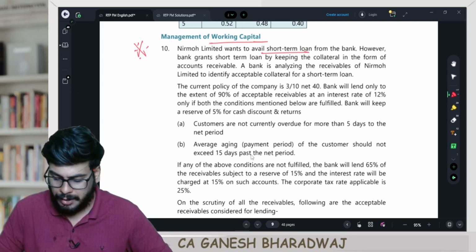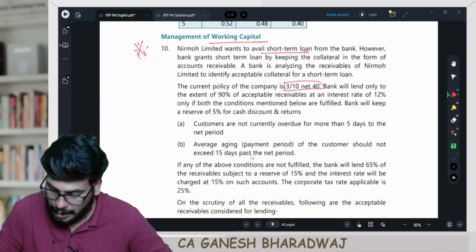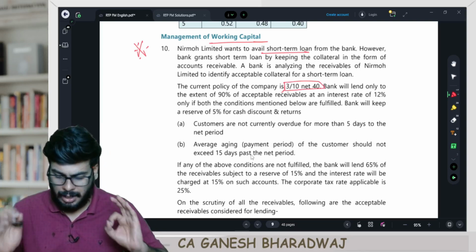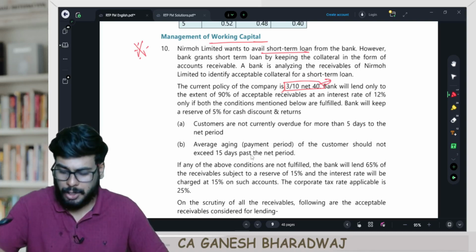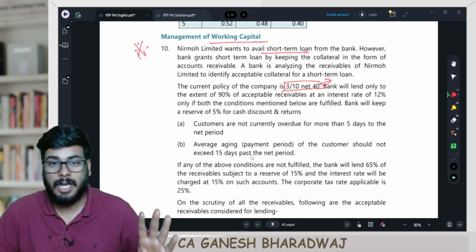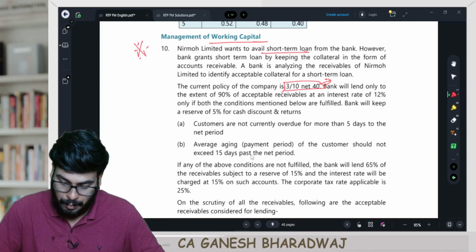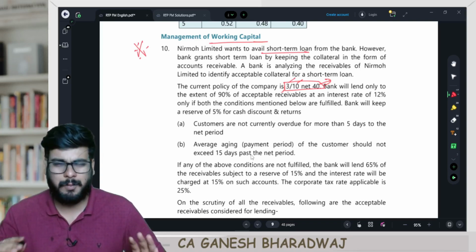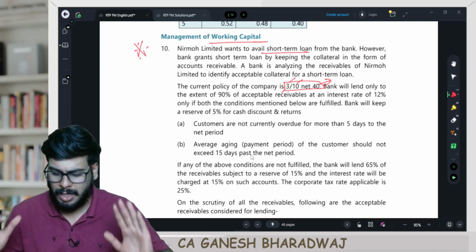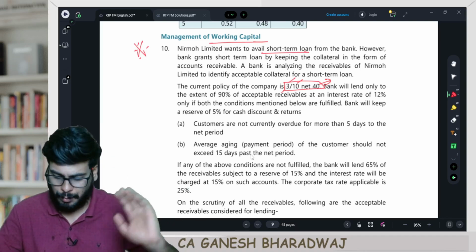Okay. The current policy of the company is 3/10 net 40. Means what? Generally, the payable period, right? The trade credit, the period that you are giving to your customers is 40 days. However, if the customer is paying within 10 days, you will give him a cash discount of 3%. This is how we read this, which means what? As of now, the credit term is what? 40 days credit period I am giving to my customer.